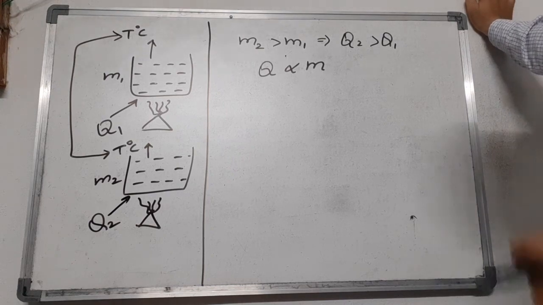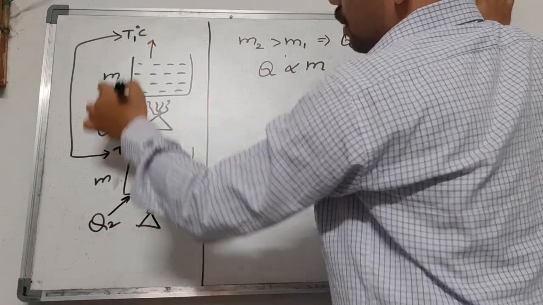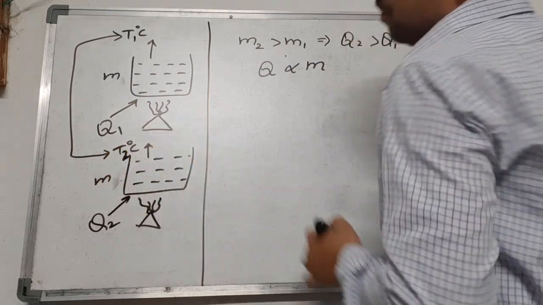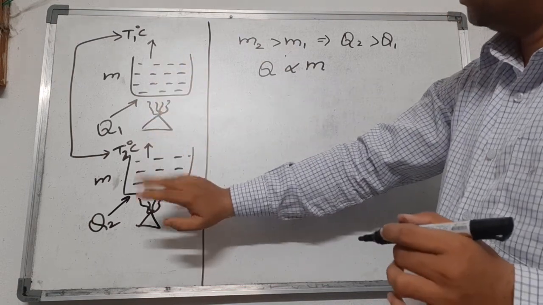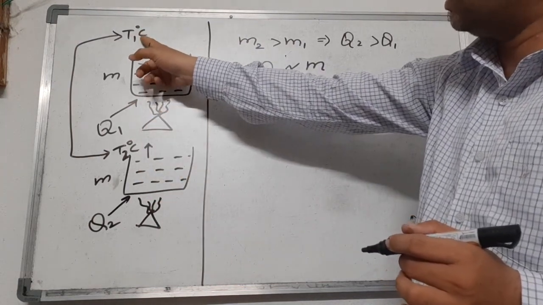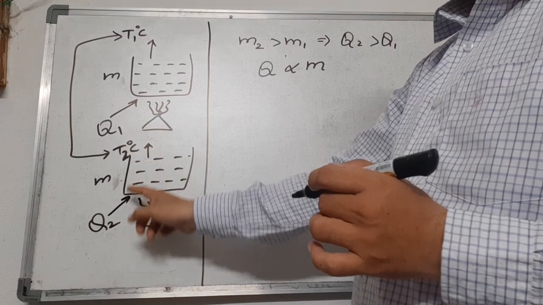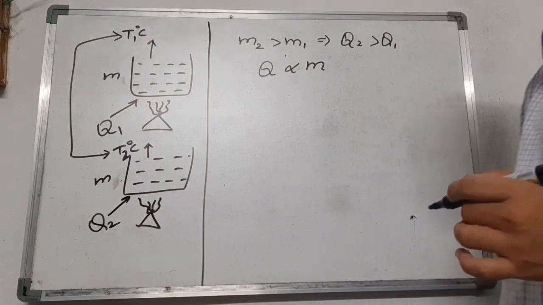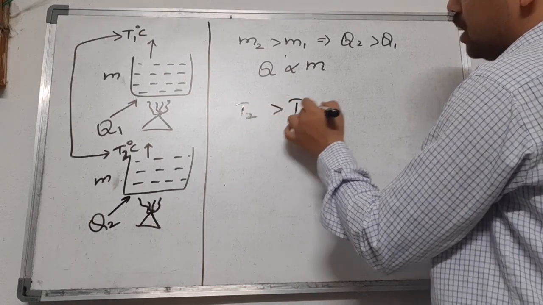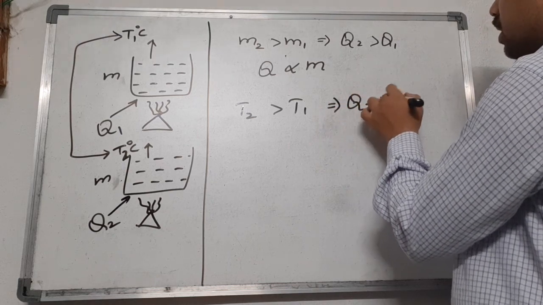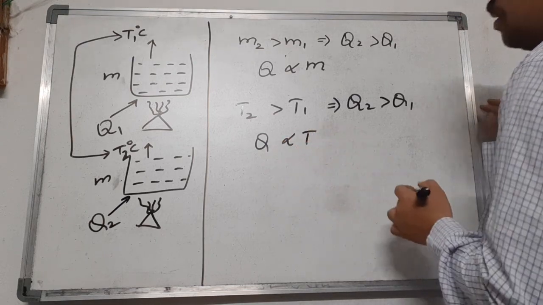So next, I will keep the mass constant, but I want to increase the temperature. Same mass. Now the mass of the water is the same, but I want to increase the temperature. For increasing T1 degree Celsius of temperature, I got Q1 amount of heat energy. For increasing T2 degree Celsius of temperature, I require Q2 amount of heat energy. So from this I understand that if T2 is greater than T1, definitely Q2 is also greater than Q1. So from this case I got that Q is directly proportional to temperature.